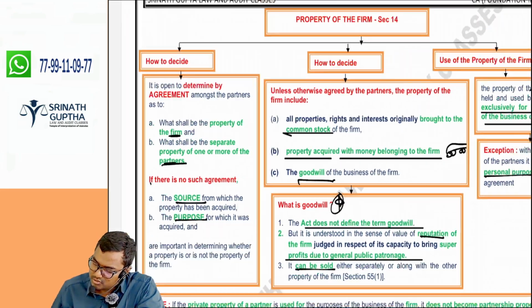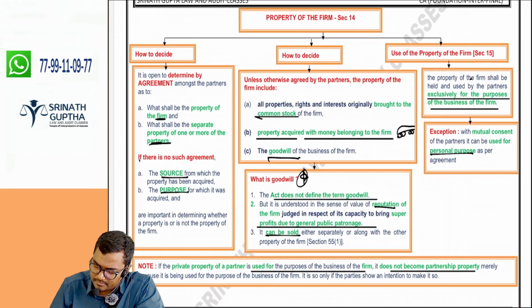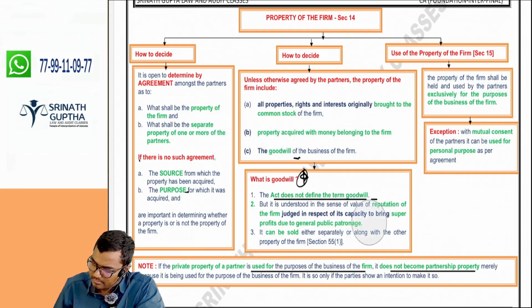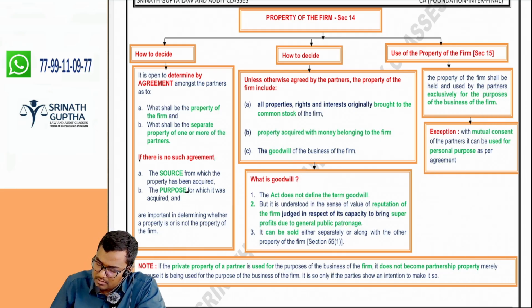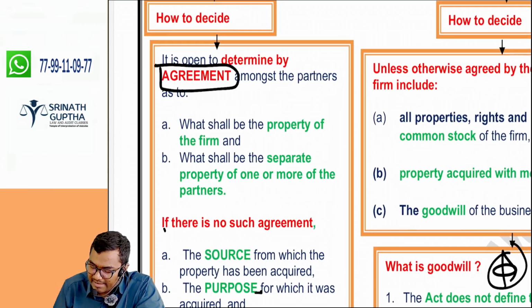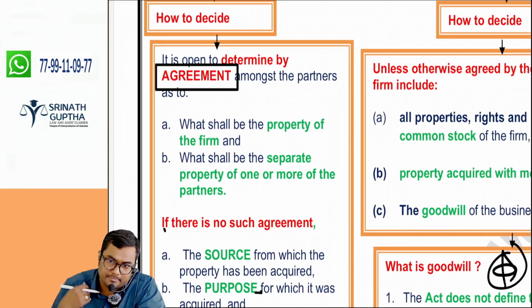Property of the firm. The last one is the property. Not that much important. Goodwill he asked one to two times. What is the meaning of goodwill? It came once or twice. Property of the firm: how to decide whether it is firm property or personal property? It is decided by the agreement, which will specify what is firm property and what is the partner's personal property.